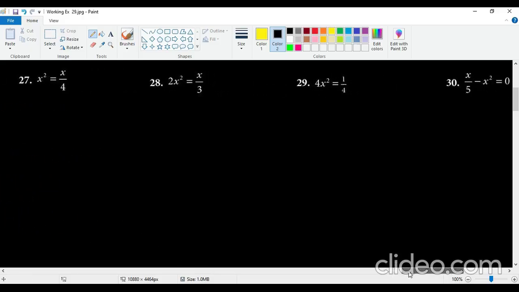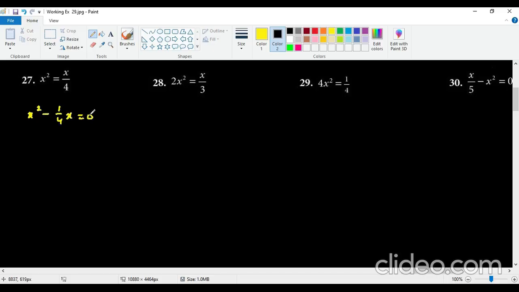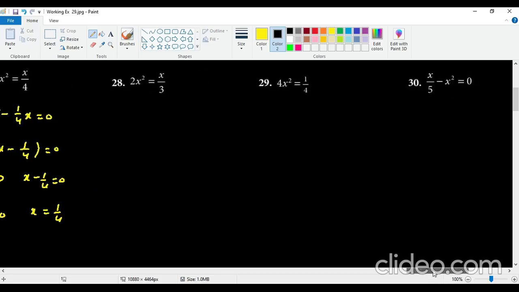When it comes to a question like this, I can see it's x square minus 1 over 4x equals 0. So taking x common, it's going to be x times (x minus 1 over 4) equals 0 for question 27. The first value of x is 0, and x minus 1 over 4 equals 0. That means x equals 1 over 4 positive, and x is equal to 0. These are the two values of x for question number 27.